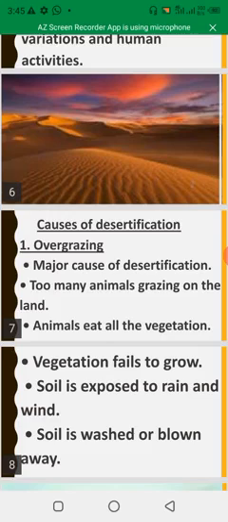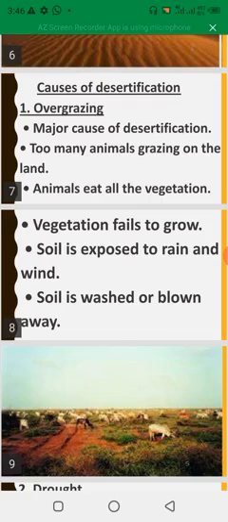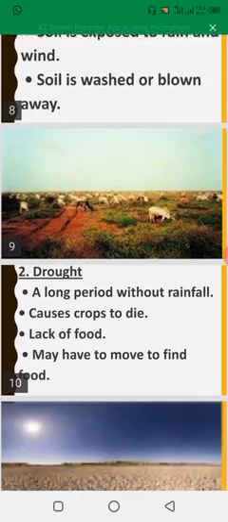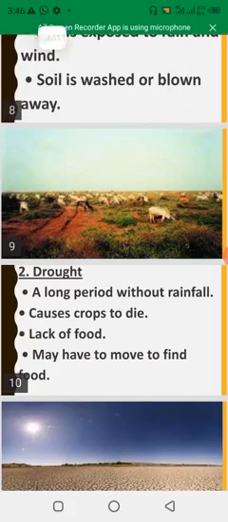Now, what are the causes of desertification? Number 1, overgrazing. Overgrazing is when animals eat all the vegetation and the soil refuses to grow the grasses again, and the soil is exposed to rain and wind, and the soil is washed or blown away. Can you see the picture of cattle? And can you see them eating grasses? Can you see the area where they have eaten exposed?